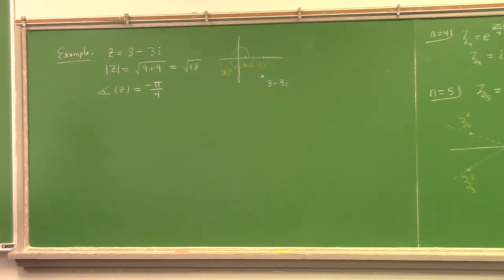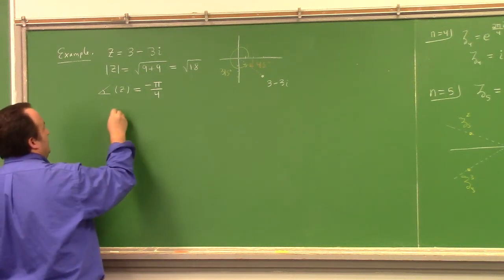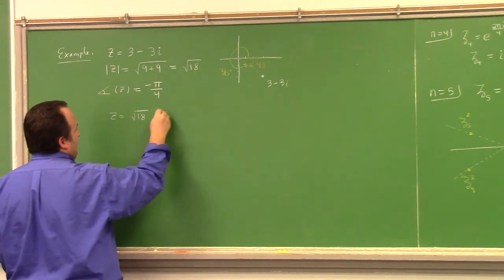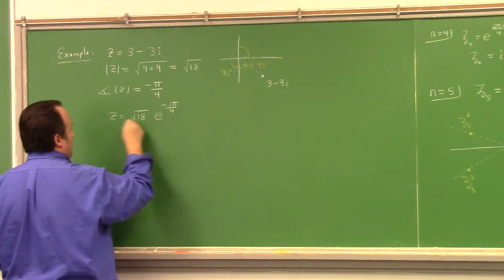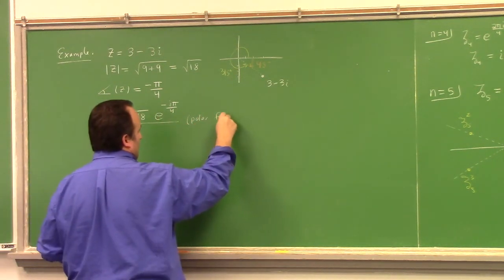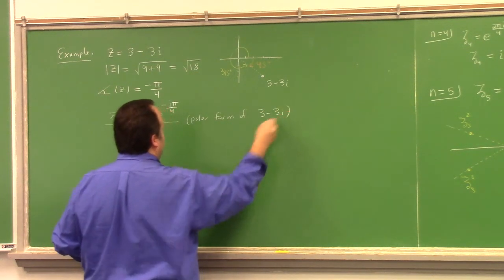So the first order of business, really, when you're calculating the principal nth root of something, is to find the polar form of the complex number. That's what I'm doing at the moment. So the polar form of this complex number is just z equals the square root of 18 times e to the minus i pi over 4. See right there? This is the polar form of 3 minus 3i. And we can do all kinds of neat stuff with that, right?